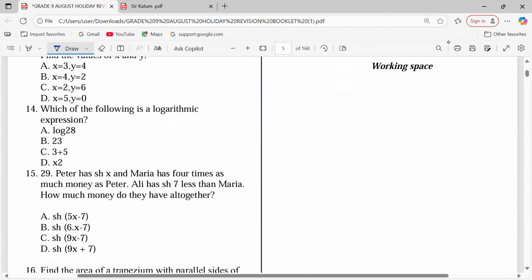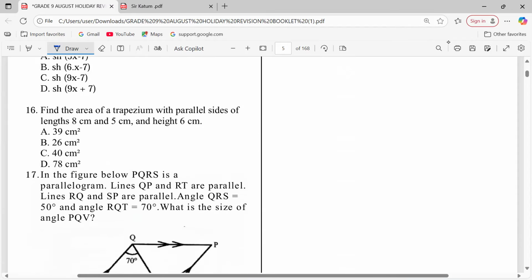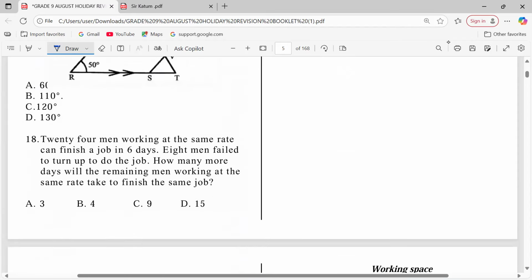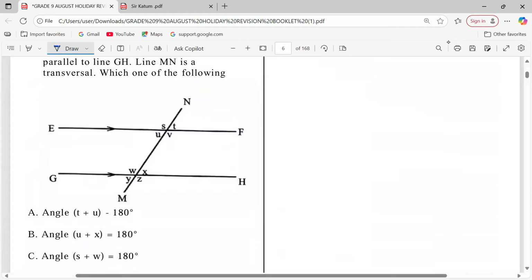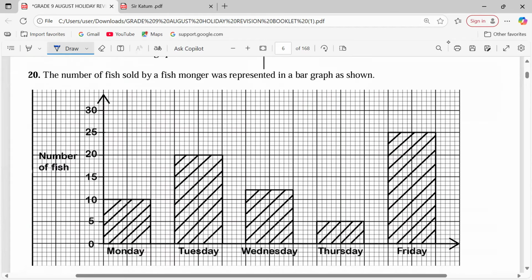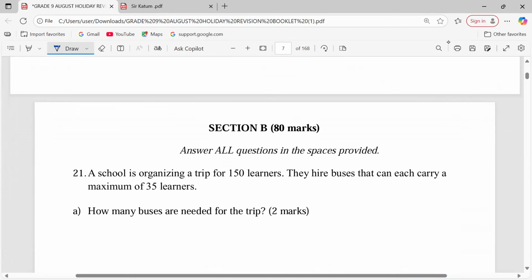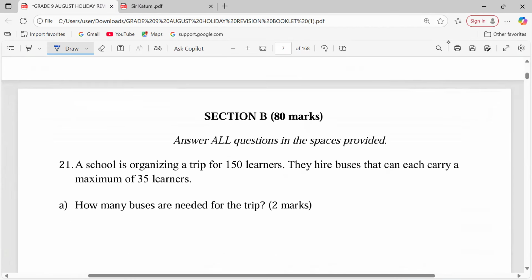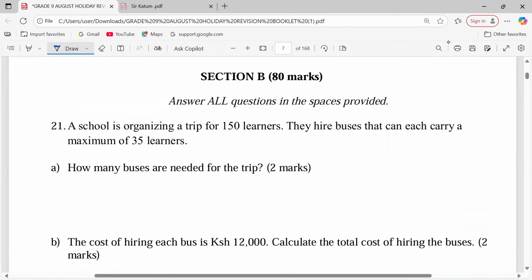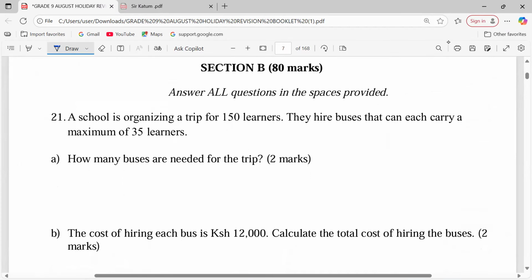These are the simple questions in section 1. Very easy for you to understand, very easy for you to comprehend. So please take your time and check section 1. But together, we shall be solving section 2, which starts in number 21 for 80 marks.